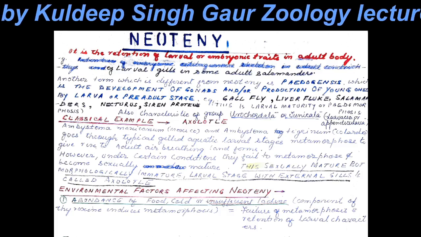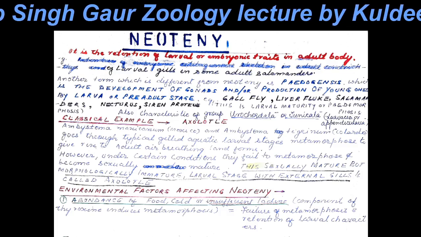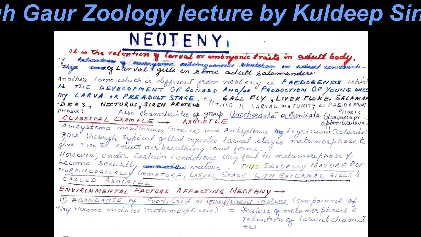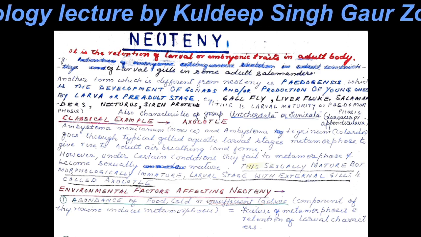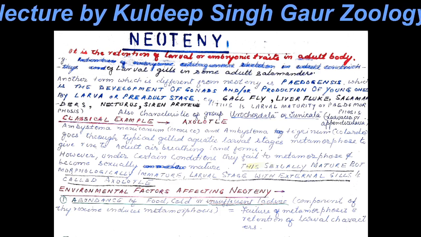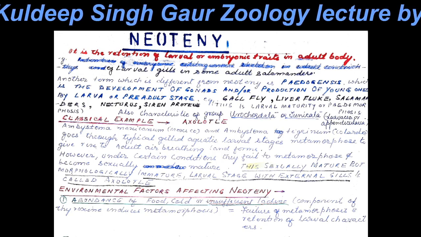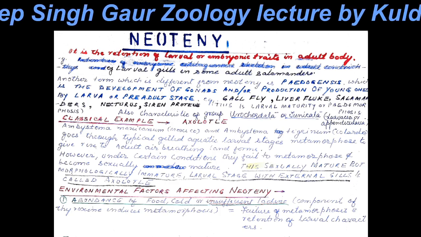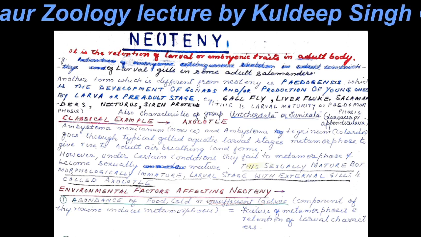Dear students, today we are going to study what is neoteny. Neoteny is a unique natural phenomenon in which there is retention of larval or embryonic traits in the adult body. For example, larval gills present in some of the adult salamanders.